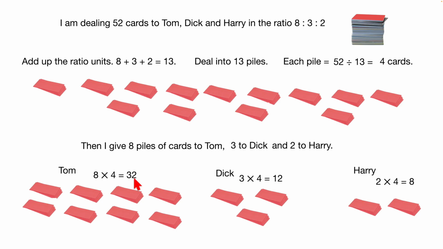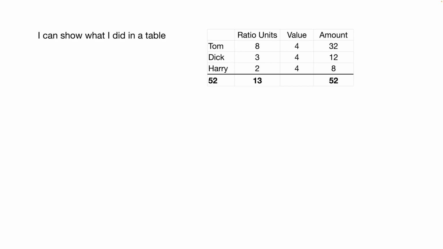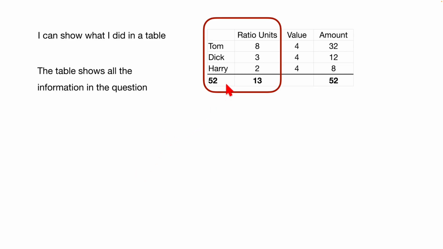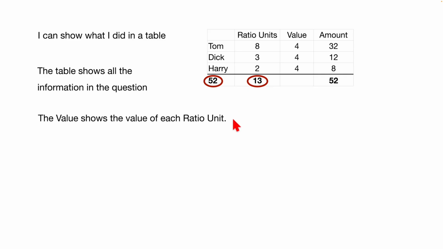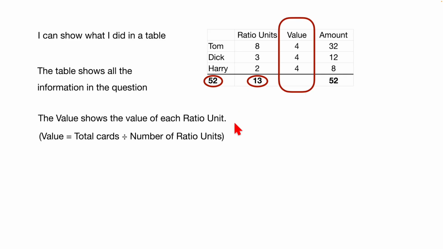This is my favourite way because I can summarise it in a table, which means I very seldom, if ever, actually I'll say never, get it wrong. Here's the table. You'll see that this summarises all the information given in the question. Here are the names, this is the number of cards, here are the ratio units, and there's 13 of them. The next column shows this sum. The value shows the value of each ratio unit, and it's 4. The value equals the total cards divided by the ratio units, 52 divided by 13.